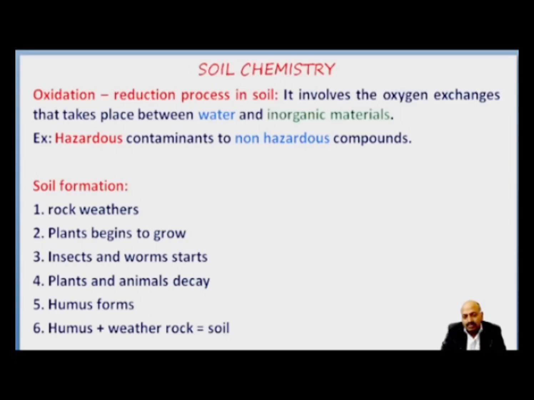Now, soil formation. How the soil is formed is a wonderful mystery we can explore through these five chapters. First, rock weathers. Rock undergoes the weathering process. Then plants begin to grow from the weathered rock. Insects and worms start to build up in the soil. Plants and animals decay and go into the soil, forming humus. Humus is formed after the decay of plants and animals in the presence of insects and worms. Finally, humus plus weathered rock is converted into soil, which is the life for the growth of plants.